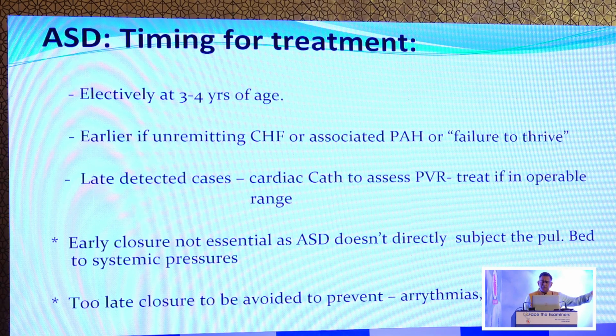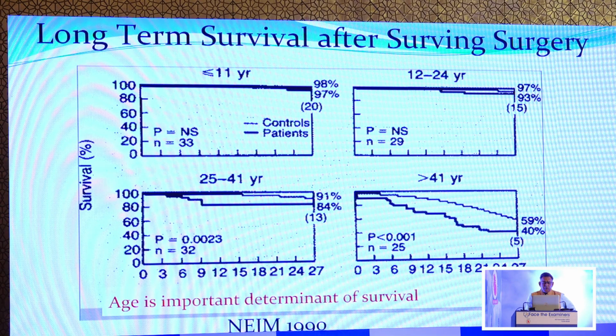And it doesn't happen because of the physiology. In late detected cases, you have to look at the pulmonary vascular resistance to see whether it is in the operable range or not. Early closure is not required. You are not losing anything. But this is the data on long-term survival depending upon age. Up to 24 years of age, there is no difference between intervention and no intervention. But beyond 25 years, there appears to be a difference.